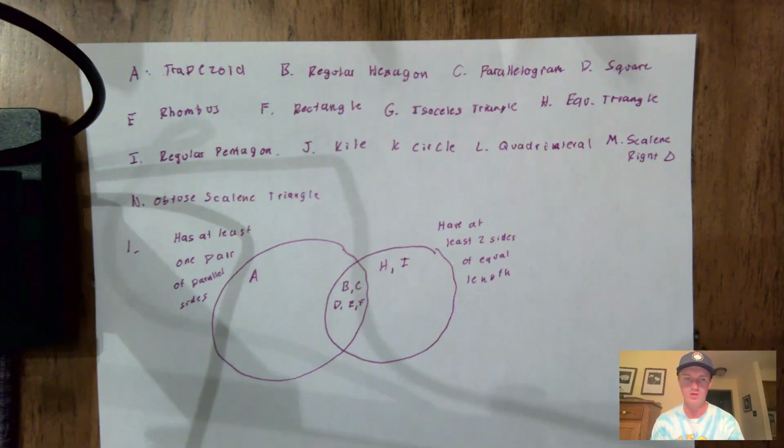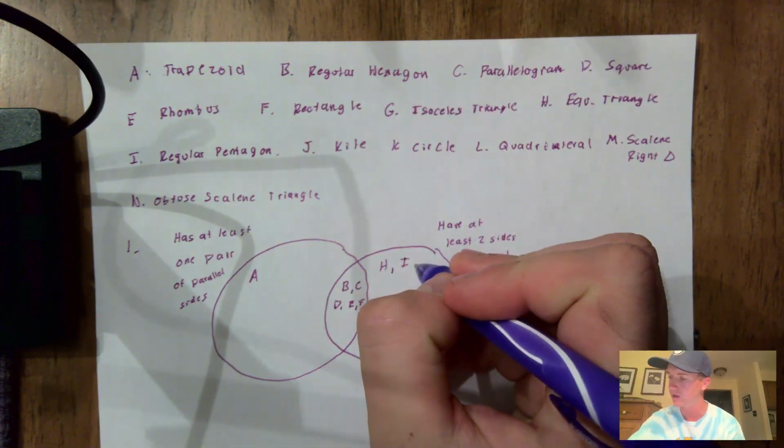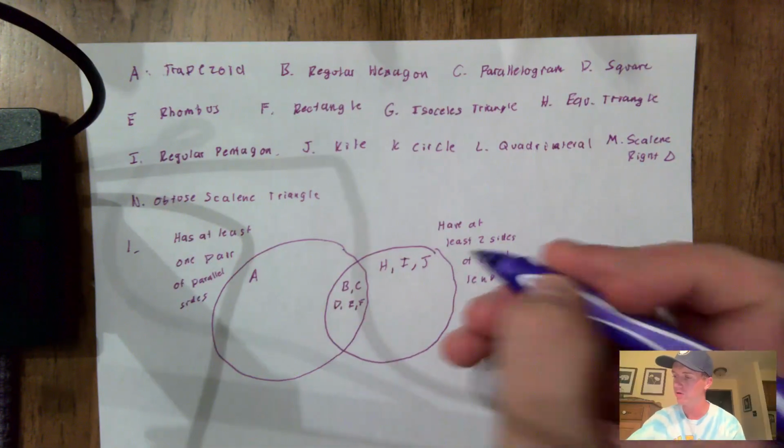All right. Letter J, that's going to be the kite. The kite does not have any parallel sides, but it has at least two sides that are equal length. So we can put J for the kite there.